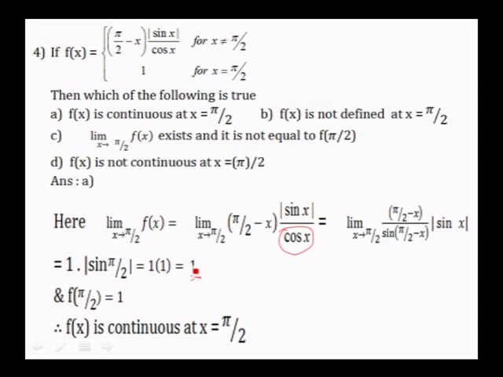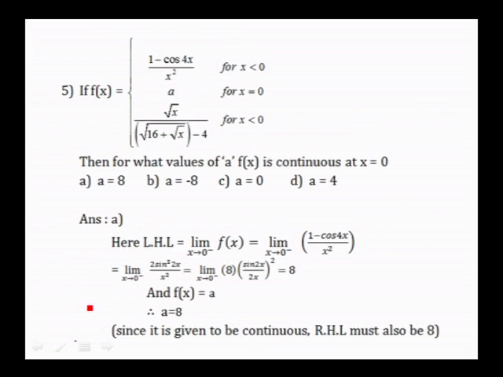Since these two are same, I can say f(x) is continuous, because for continuity, the limit of f(x) as x tends to pi by 2 must be equal to f(pi by 2). So, the answer is A: f(x) is continuous at x equals pi by 2.